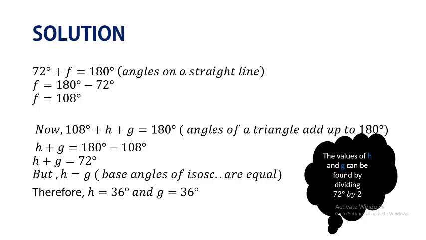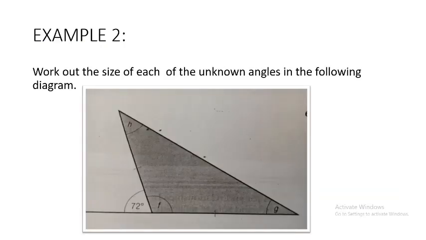But angle h is equal to angle g. Why? Base angles of isosceles triangle are equal. Therefore, for us to find the size of each angle, we are going to divide 72 degrees by 2. So which is 36 degrees. So the angle h is equal to 36 degrees and angle g is equal to 36 degrees.